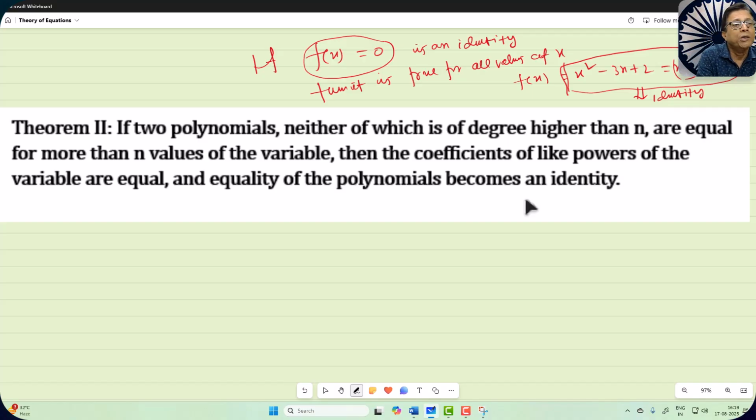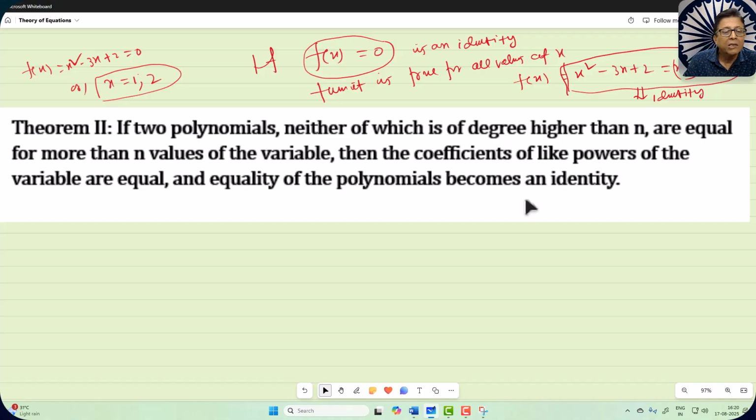But if we put f(x) = x² − 3x + 2 = 0, then this is an equation. Because if you solve it, this will give you x = 1 and 2. So the equation is satisfied by some values of x. The fundamental theorem, and the theorem we just did, ensures that if it is of degree n, n values of x will satisfy it. But an identity is satisfied by all values of x.